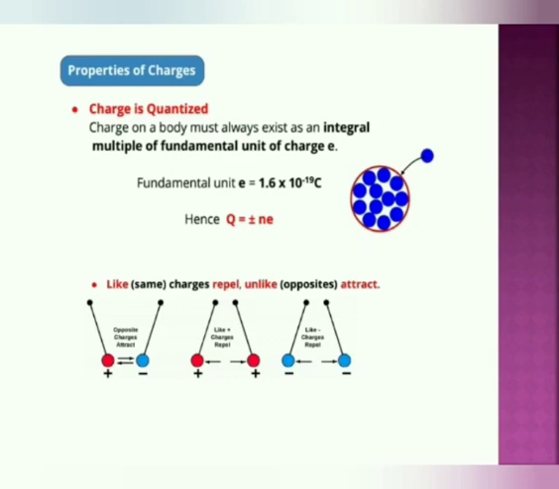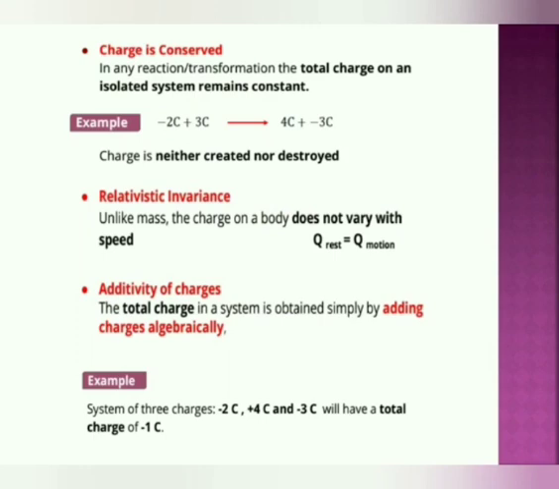The second property says like charges repel, whereas unlike charges attract each other. Charge is conserved. That is, the total charge on an isolated system remains the same. You can see from the equation, the charge on the left side of the equation when added algebraically comes out to be 1 coulomb, and the same on the right hand side.